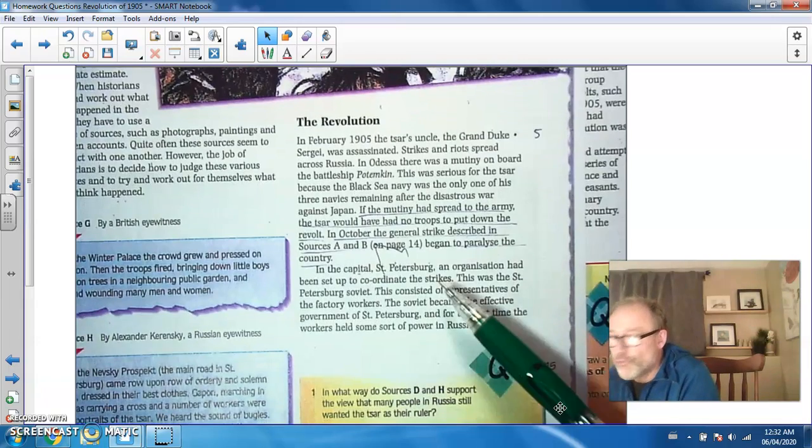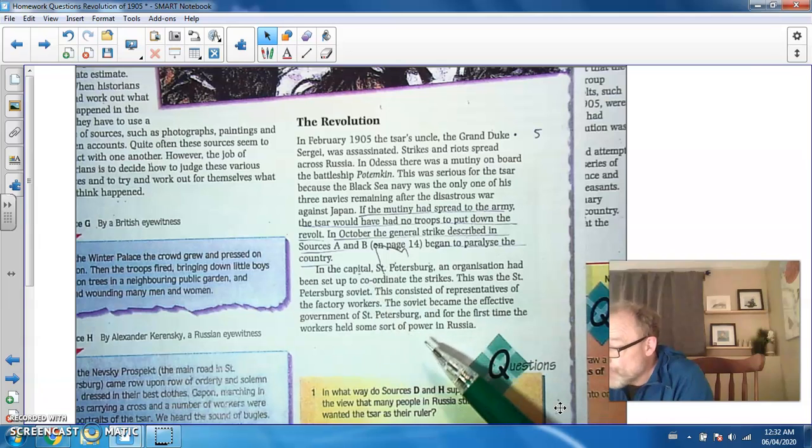Now, before we look at the organization of the strikes in St. Petersburg and who is carrying that out, we need to show you the questions you're doing. Here we have question 1, question 2, question 3, and question 4. Question 4 asks you about sources. Question 3, which source does support what is shown in source F? And then finally, source F is a painting. What differences can you find between the story it tells and that shown in source E?